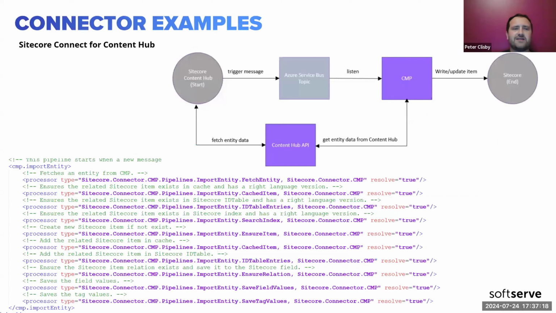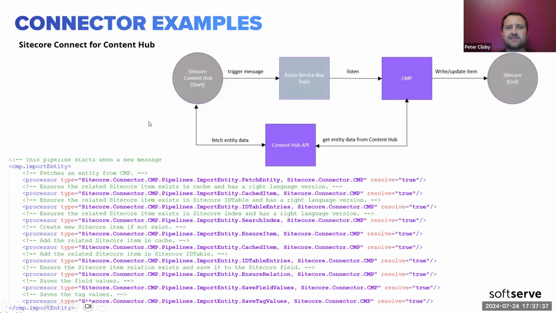Okay, so finally, the connector example. So obviously, this could be any connector. It could be in any platform. It could be any system. But the one I'm most familiar with, because it's out of the box, is the Sitecore Connect for Content Hub.